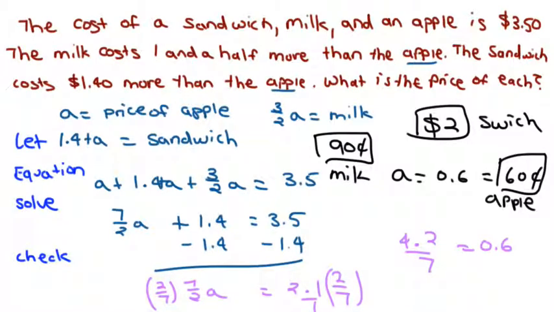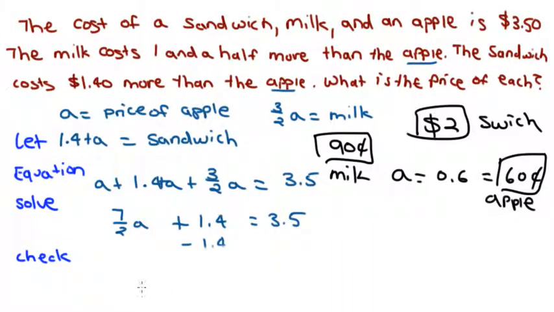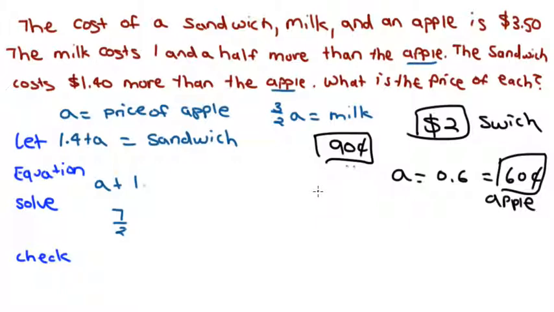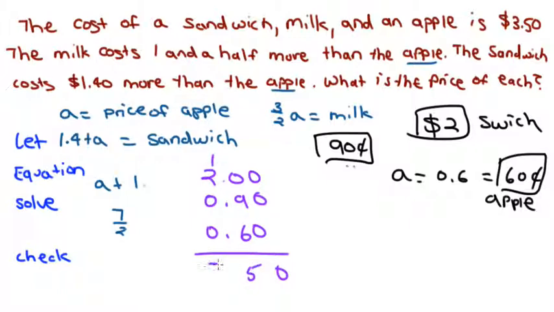And how do we check that? Well, again, we just add them up. We just add $2, 90 cents, and 60 cents. 2.00, 0.90, 0.60. 9 plus 6 is 15. $3.50. That is checked.